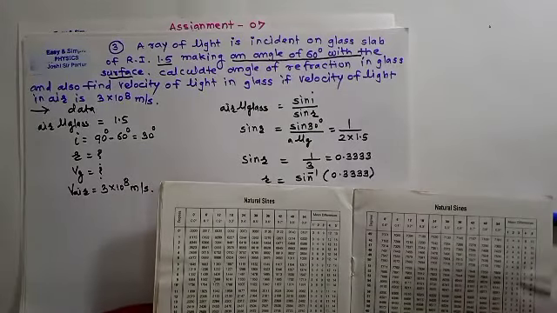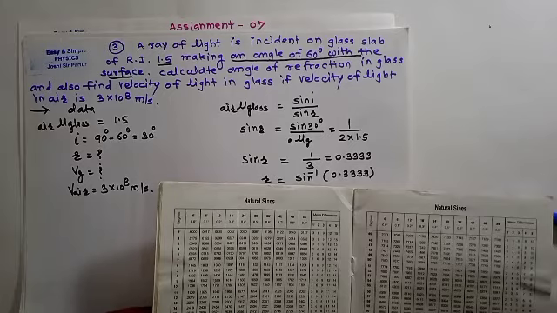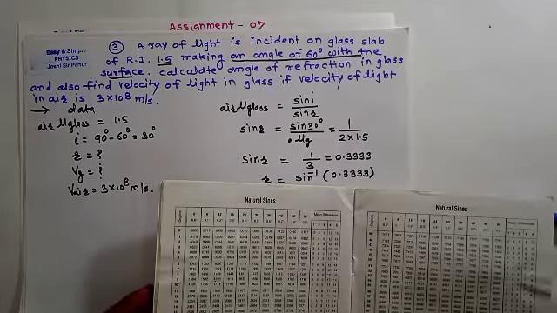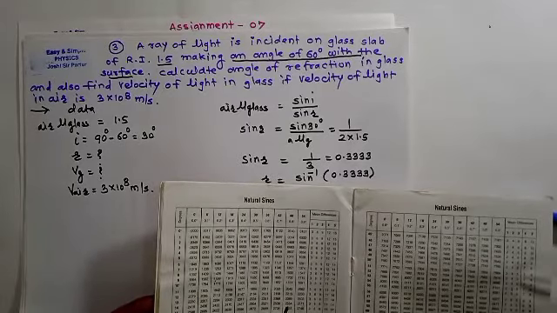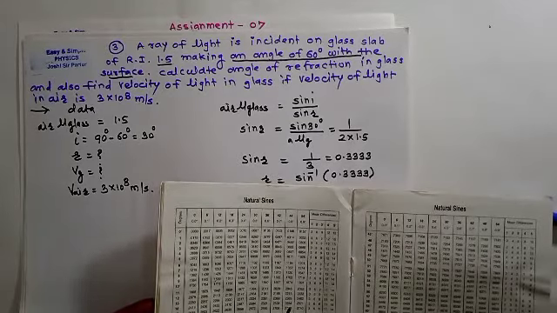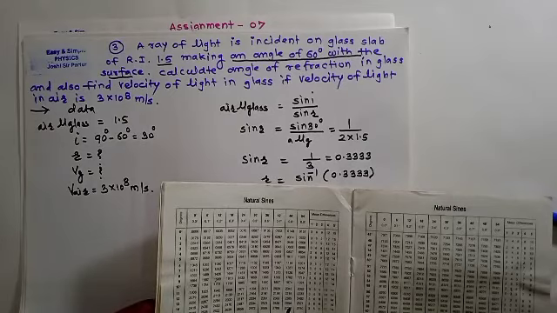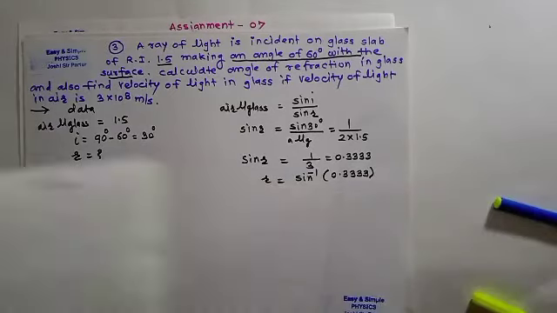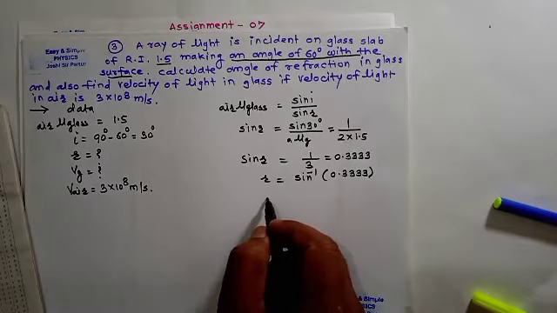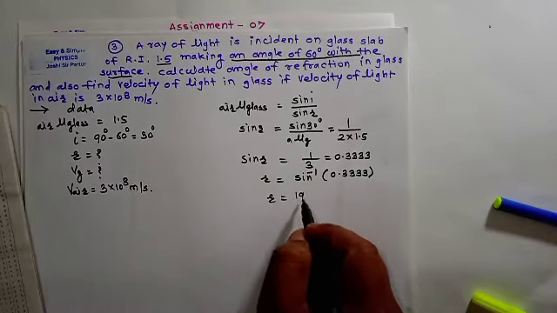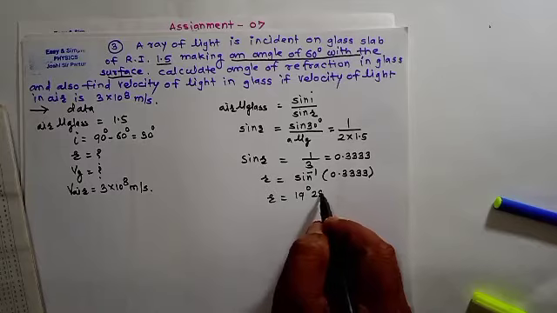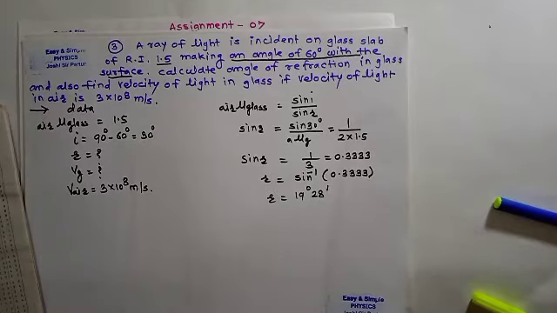So here, 3256, 3322, and adding 2 to 11, it becomes 3, meaning 24 minutes, and 4 minutes, 28 minutes, 19 degrees 28 minutes. So r is equal to 19 degrees 28 minutes, that is the angle of refraction.